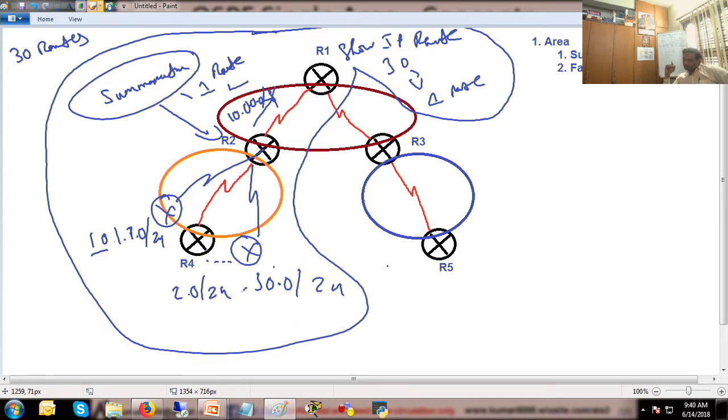Suppose you are having 10.1.1.0 to 10.1.30.0. So it will send 10.0.0.0/8. What I am saying is, anybody who starts with 10, please send it to me. But here the common number is 10.1, so you could say 10.1 also, but I am just saying 10.